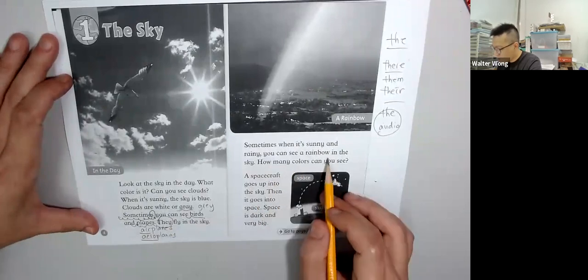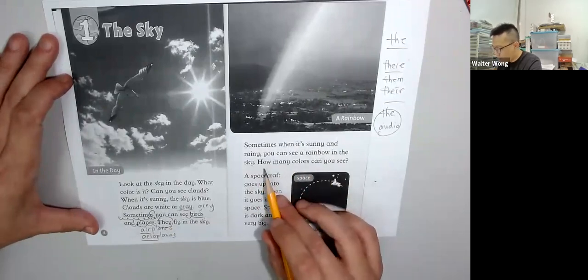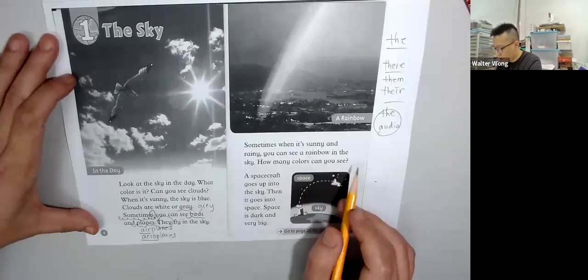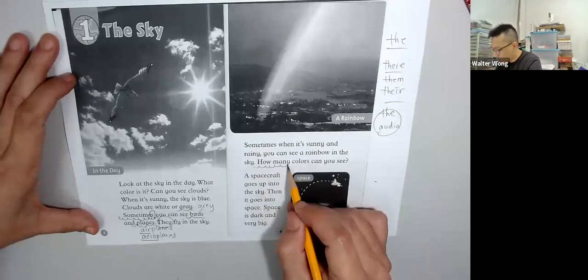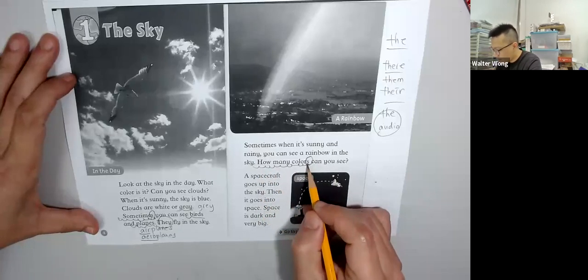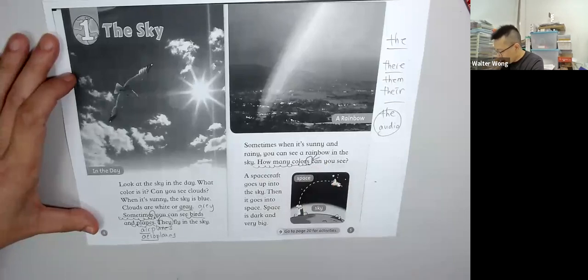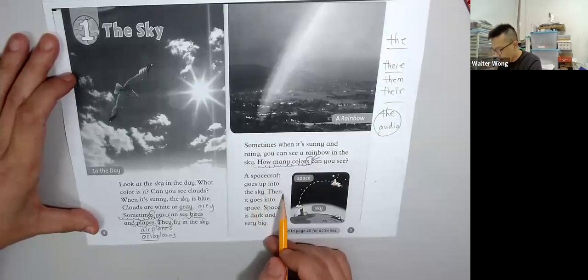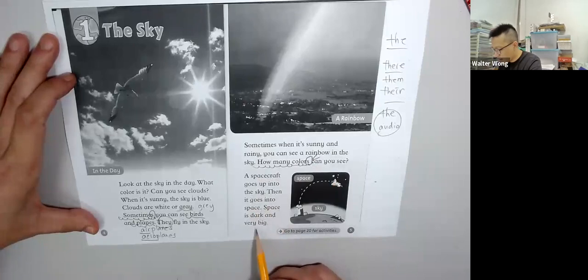you can see a rainbow in the sky. How many colors can you see? How many? 通常後面個名詞都有 S 嘅。A spacecraft goes up into the sky, then it goes into space. Space is dark and very big.